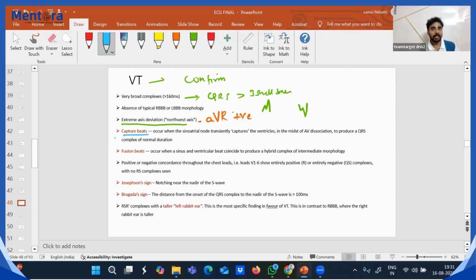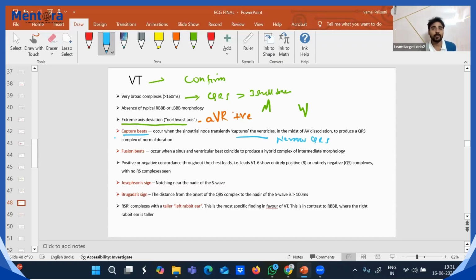Clear? In ventricular tachycardia, usually the SA node is suppressed, the AV node is suppressed, only the ventricle is contracting, so the depolarization comes through the ventricular muscle and you'll have a wide QRS usually. But sometimes one or two beats may come from the SA node through the conduction system to the ventricles, so it is traveling through the conduction system and you will have a narrow QRS. That is called a capture beat. So you are capturing that narrow QRS. This is what I wrote here: it occurs when the sinoatrial node transiently captures the ventricles. In the midst of AV dissociation, it produces a QRS of narrow, normal duration. You will see one or two narrow QRS. That is called a capture beat.